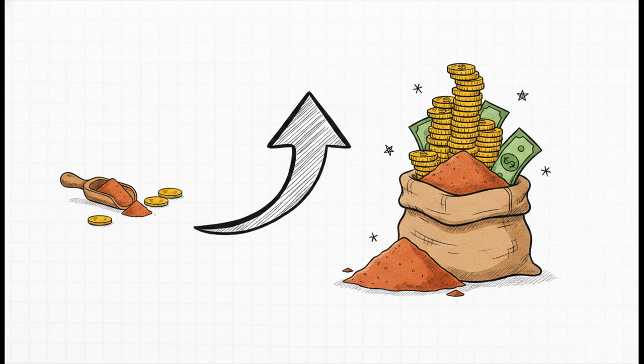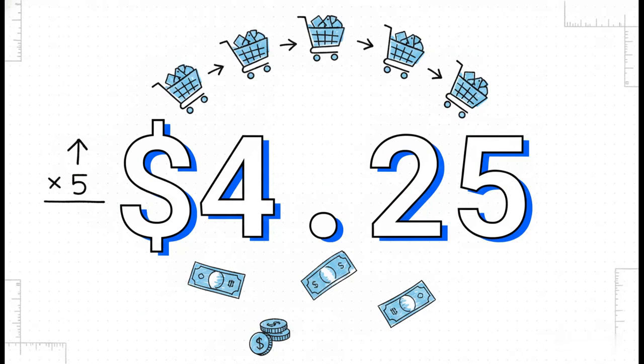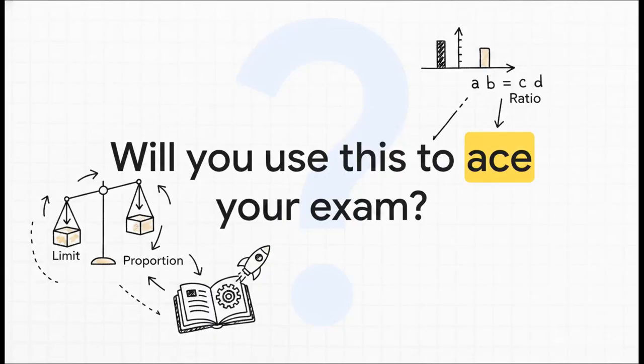Finally, if 200 grams of spice costs 85 cents, what's the cost for a full kilogram? Multiply by 5 to scale it up. That gives a precise real-world cost of $4.25. From planetary scales to architectural bounds, contrasting these extremes is your absolute key to crushing the exam.